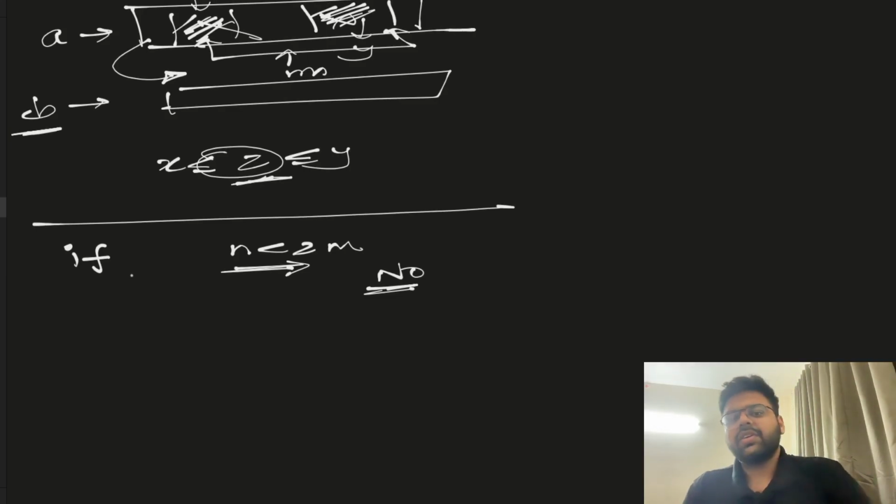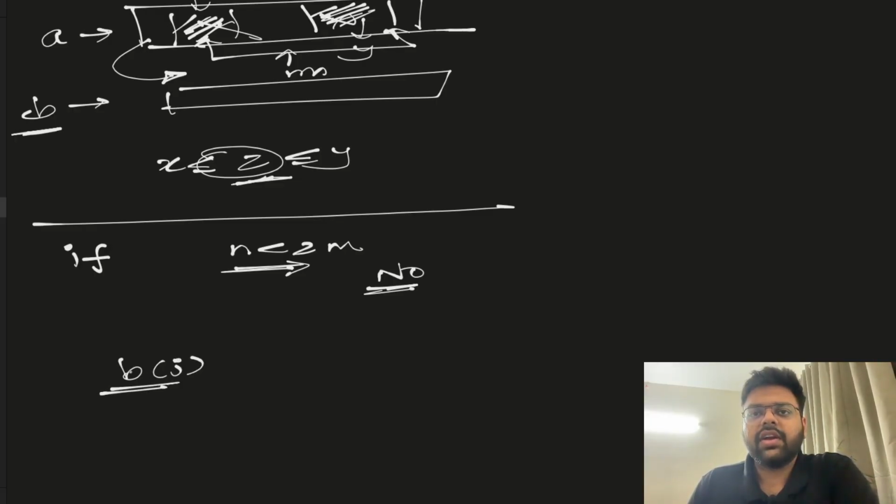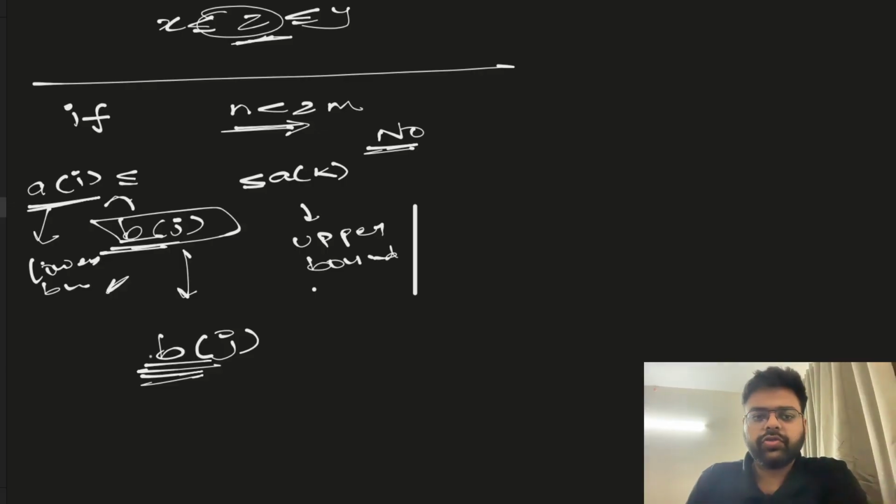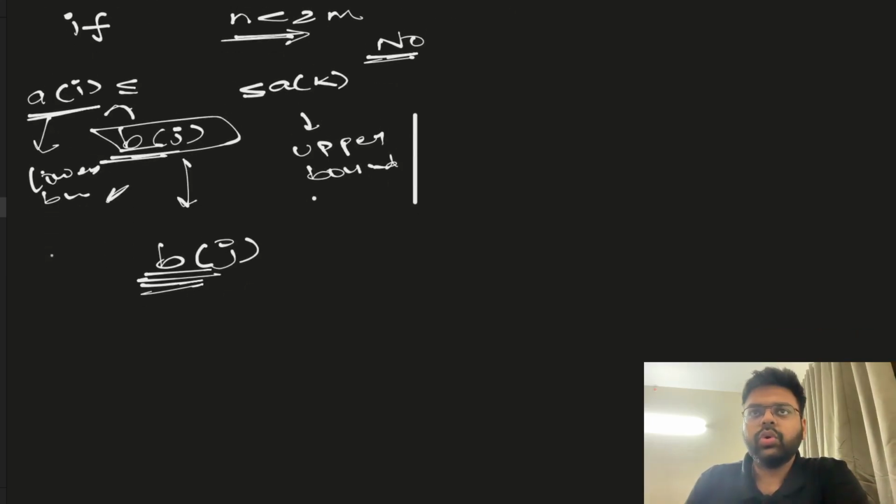Now you also need to understand one thing over here, that for every b of j, there should be some a of i which is less than b of j, and some a of k which is greater than b of j. So this could be taken as the lower bound, and this could be understood as the upper bound. So for every b of j, there would be two elements, a of i and a of k, specifically for b of j.